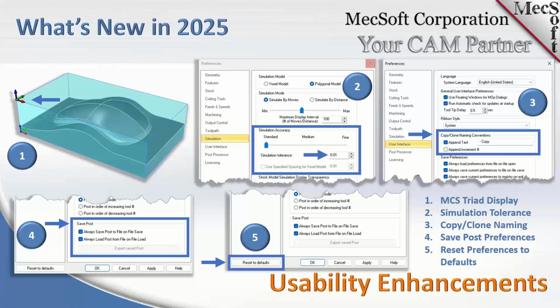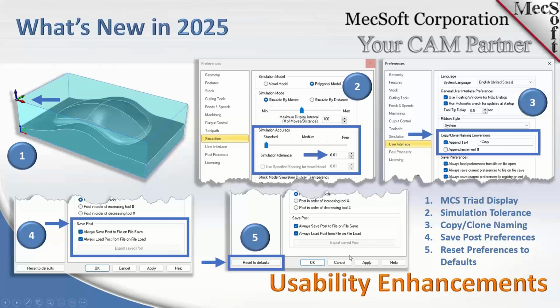Again, this is something that's been requested quite a few times over the past year, because our product has usability built in, so you can copy and paste operation types as you need them, but now it gives you the opportunity to define the name a little bit better of those copied operation types. So that is number 3, copy cloning naming conventions.